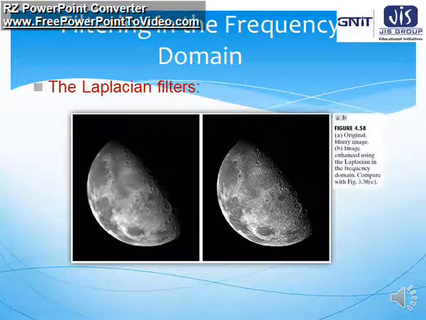So this is another example of filtering in the frequency domain. Here we are using the Laplacian filter, where in the first image the original image has been given, and in the next image we can see it's very clear. The first image is a little bit blurred, whereas after using the Laplacian filter the blurriness is almost gone and we have a very clear, sharpened image on the right side. So this is the effect of using the Laplacian filter, which is filtering in the frequency domain. Another example for filtering in the frequency domain.